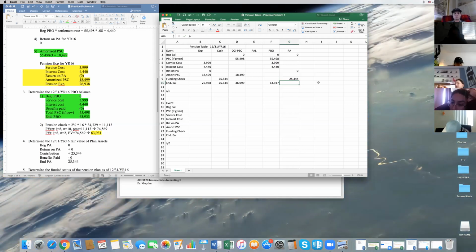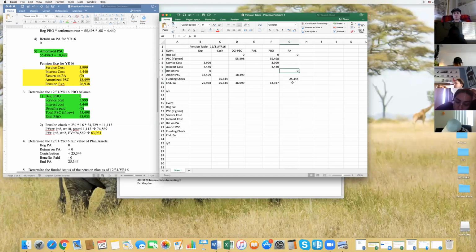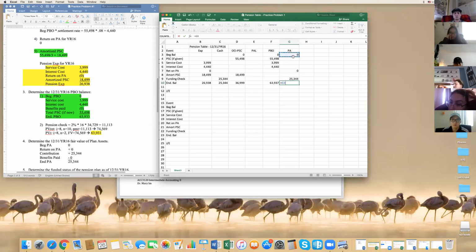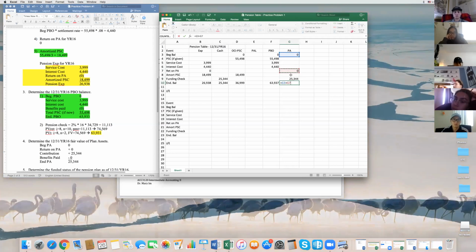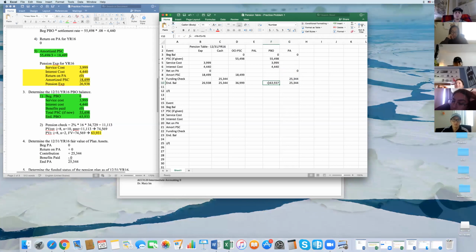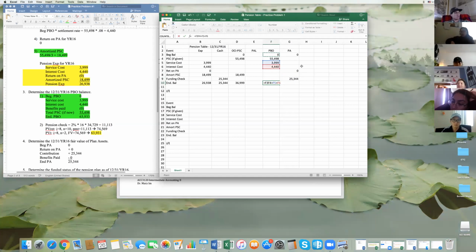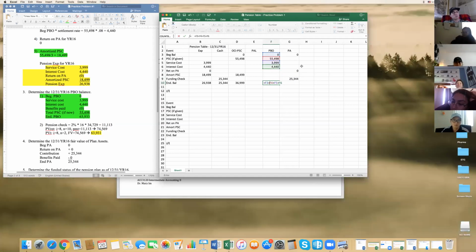Therefore, ending plan asset balance becomes, if we had a beginning balance, that plus return plus funding check. Oh, by the way, let me go back here. So if we had a beginning balance, then that also should be included in the PBO balance.